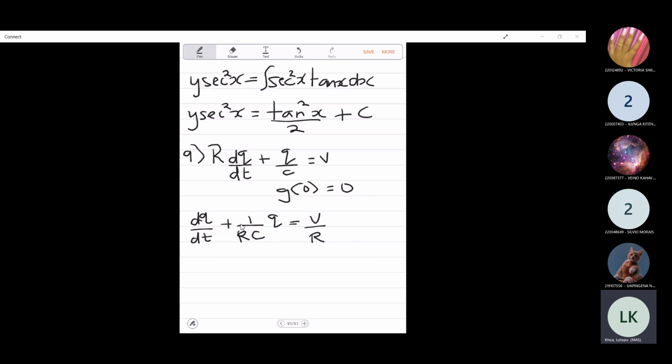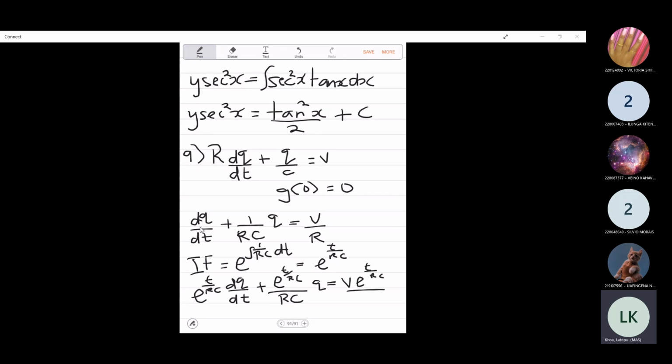Our P is this, so our integrating factor, so here I don't want to say R because of this R here. Integrating factor is e to the power of the integral of 1 over RC dt. And this is e to the power of t over RC. And then we multiply as we always do. So this is e to the power of t over RC dq/dt plus e to the power of t over RC times q, which is V e to the power of t over RC divided by R.